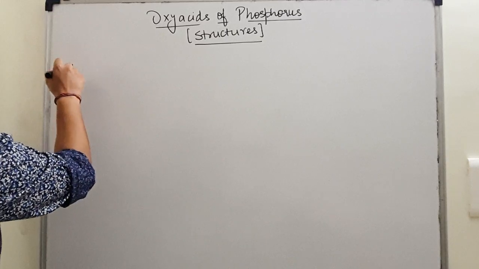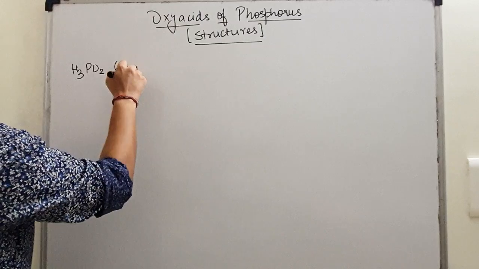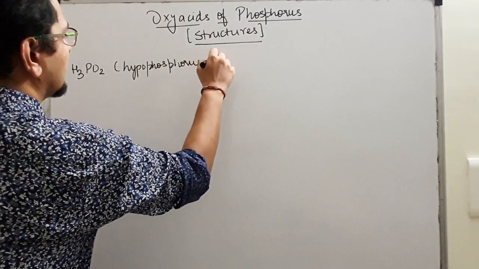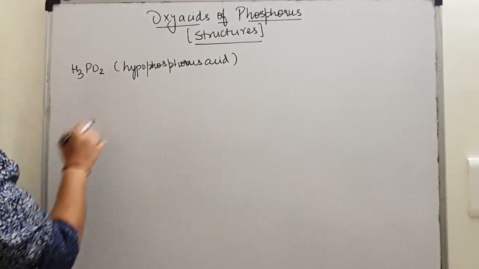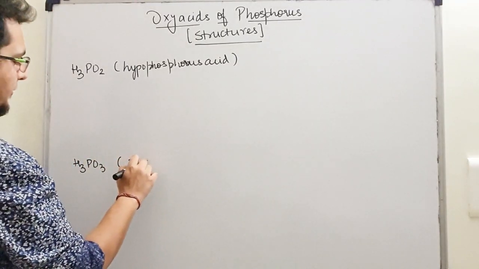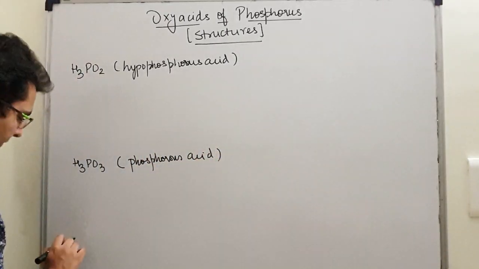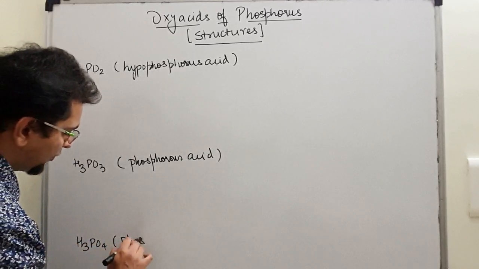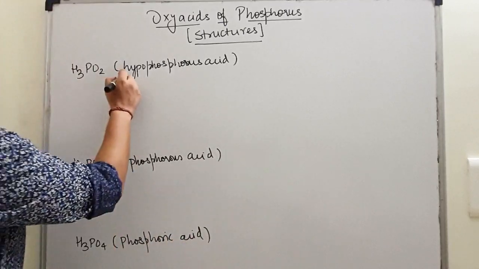Firstly, let's see the formulas. One is H3PO2. We call it hypophosphorous acid. Next is H3PO3. This is phosphorous acid. And the third is H3PO4, and we call it phosphoric acid. So I think the names should be clear.